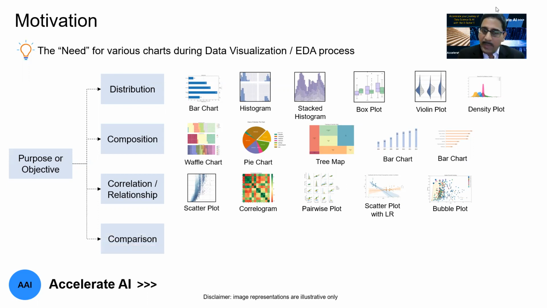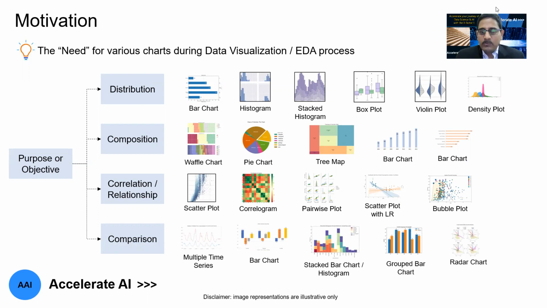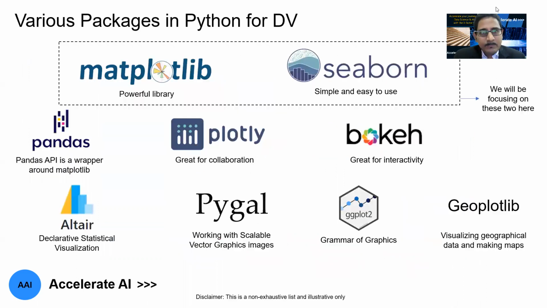If the objective is around comparison, then we'll have to look into multiple time series kind of chart or bar chart with different categories of interpretation and demonstrating those as a comparison view. There could be stacked bar chart or histogram showing the differences. There could also be grouped bar chart and radar chart as well. So essentially, these are not all. There are also ranking and different type of grouping objectives that we can have and different type of charts that we can use for that. But these are predominantly the more common, more used ones.